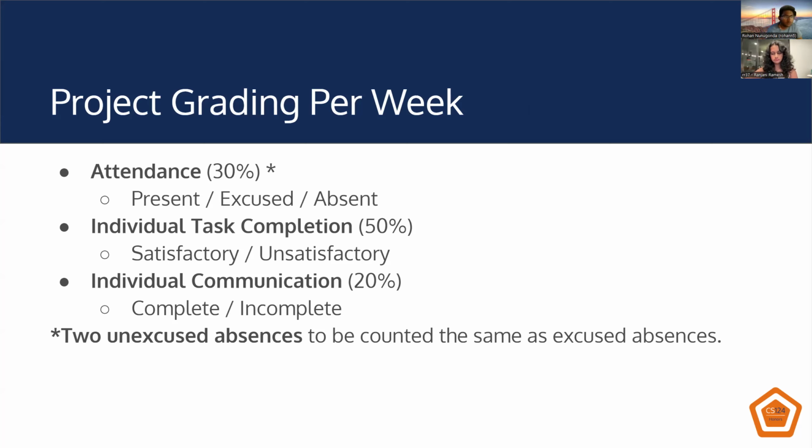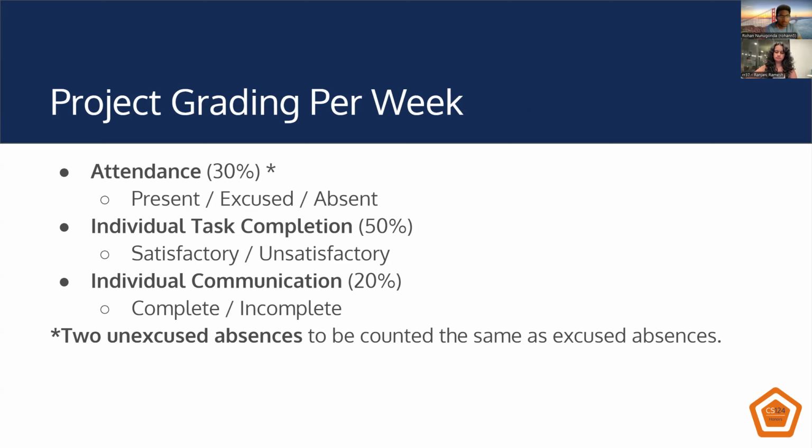So the first thing we have here is attendance. That's about 30%. This is just to make sure that you are present at every meeting you possibly can be. We do give all students 2 unexcused absences that can be counted as excused absences. So you can miss up to 2 meetings unless you have a valid excuse for why you're missing a meeting, which you would communicate with your PM.